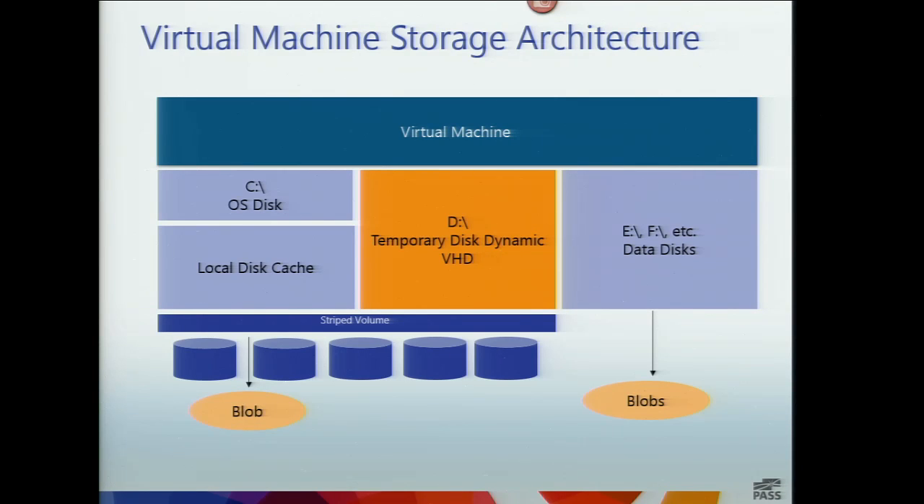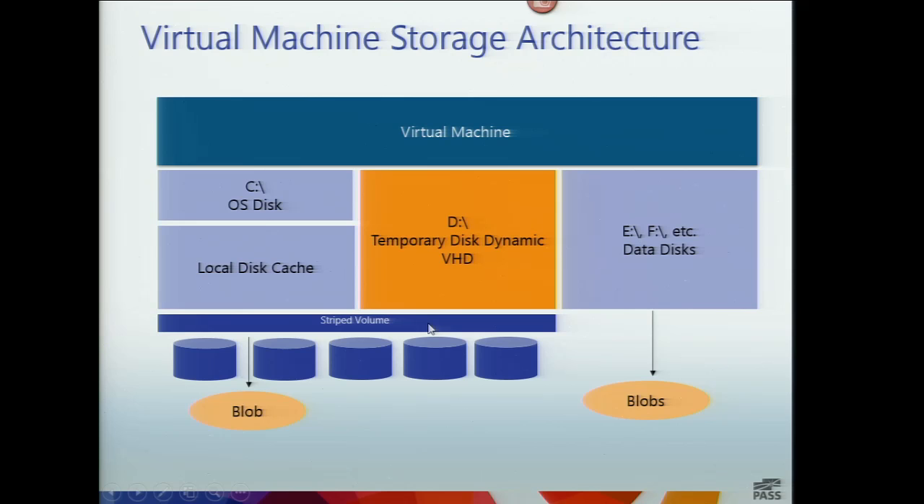because we saw that temporary disk. What is that temporary disk? Here's the storage architecture underneath one of our VMs. A virtual machine, we saw the OS disk. We saw these data disks here. They get drive letter E and so on. And then D we saw, which is the temporary disk. If you look underneath these two, C and D, there's a striped volume.